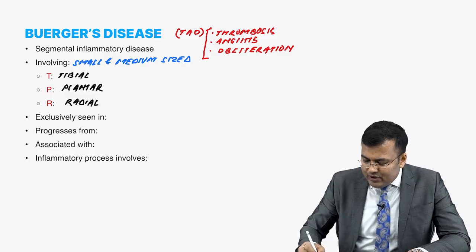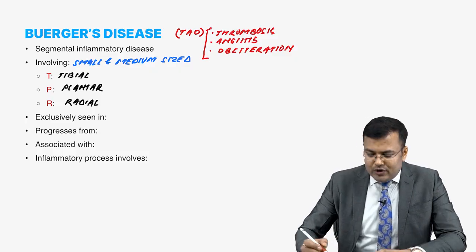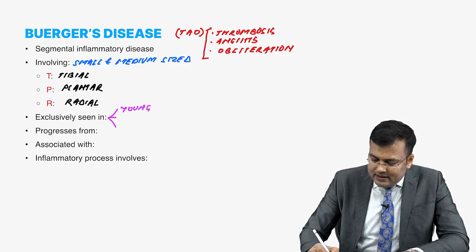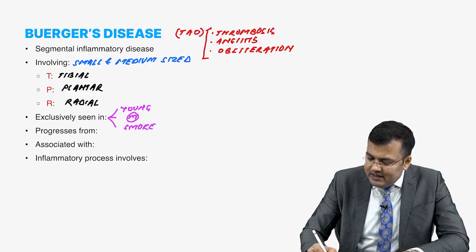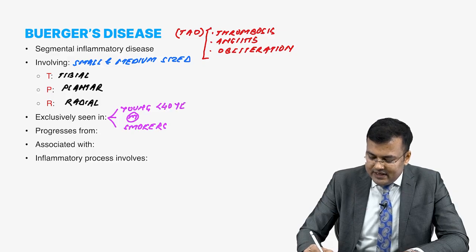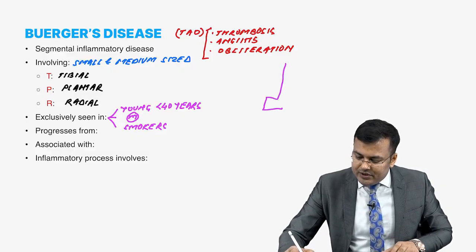Another important point is that it is exclusively seen in young male smokers. It is not seen in females. Exclusively seen in young male smokers, age less than 40 years. So what's the age here, guys? Less than 40 years. And suppose this is the lower limb of the patient.